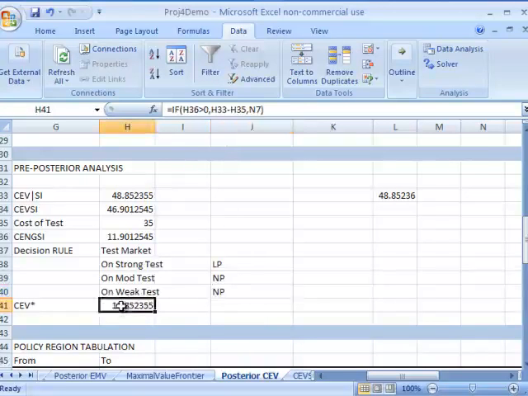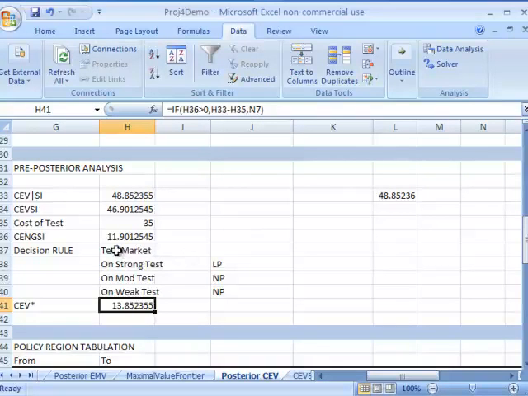And again, the CEV star is computed by a formula. Since the gain is positive, we want to take the CEV given SI minus the cost of the test to get our CEV star. If it had been 0 or negative, then we would just go with a prior decision, and that has a value up there in N7 in that case.